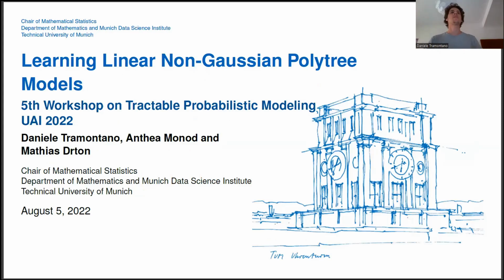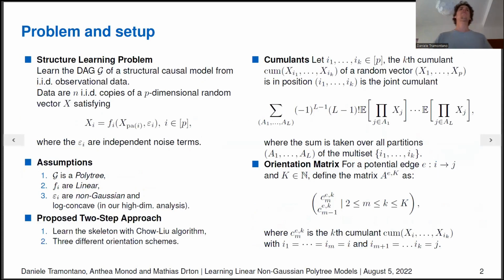Hi everyone, my name is Daniele Tramontano and the work that I'm presenting is called Learning Linear Non-Gaussian Polytree Models. The problem that we study is the classical structural learning problem, so we want to find G underlying a given structural causal model starting from observational data.